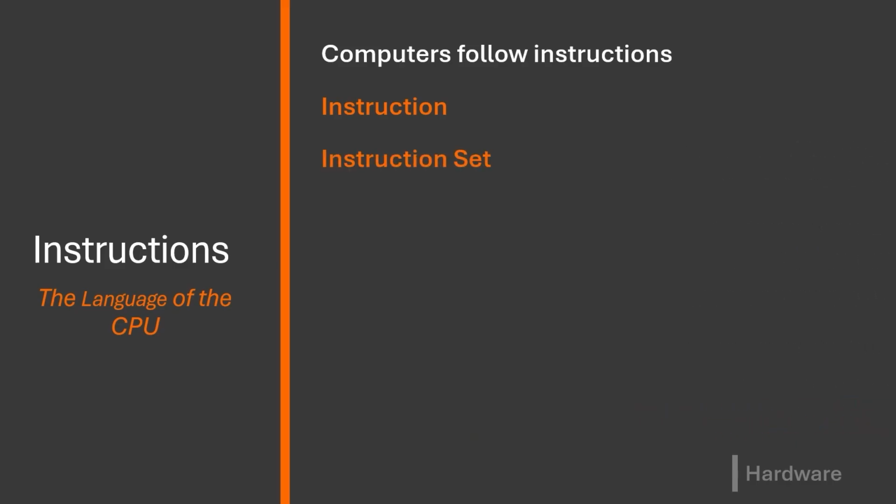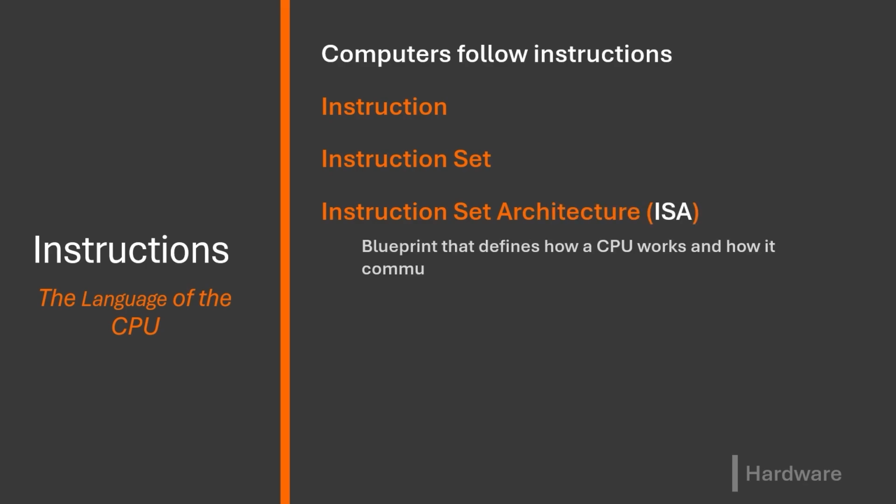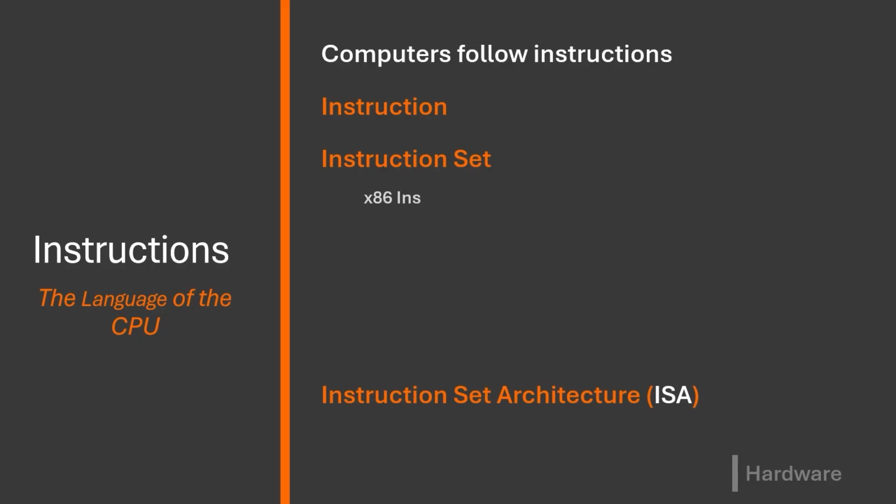An instruction set is the complete collection of all the instructions a CPU can execute. Each type of CPU has its own specific instruction set defined by its instruction set architecture or ISA. The ISA is a blueprint that defines how a CPU works and how it communicates with memory and external devices. It dictates how the CPU can handle data and instructions. Examples of ISAs would be x86, which is used in desktop and laptop computers. And we also have ARM, which is found in many mobile devices and embedded systems. Some instructions in the x86 ISA include MOV, which is the instruction to move data from one location to another.